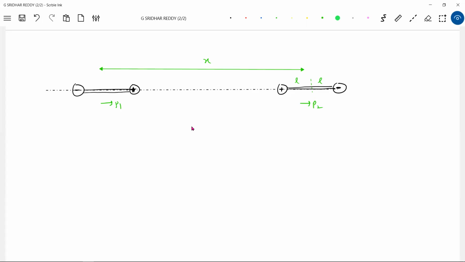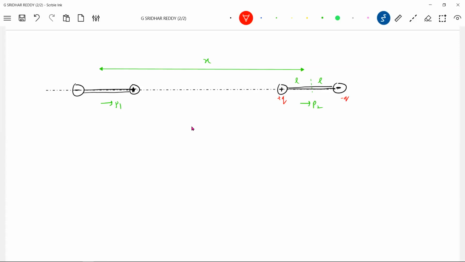Let me come to the other alternative. Try that one. Find out the field strength due to this dipole at the position of this positive point charge and also this negative point charge. Let the charge be plus Q, minus Q. Then calculate.